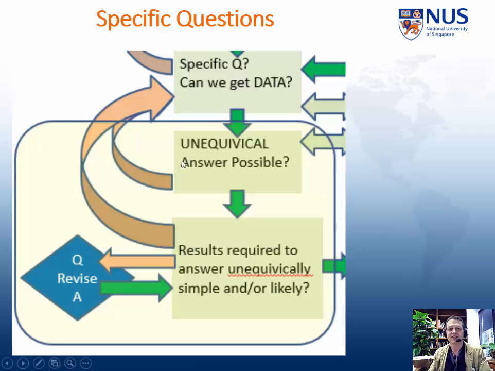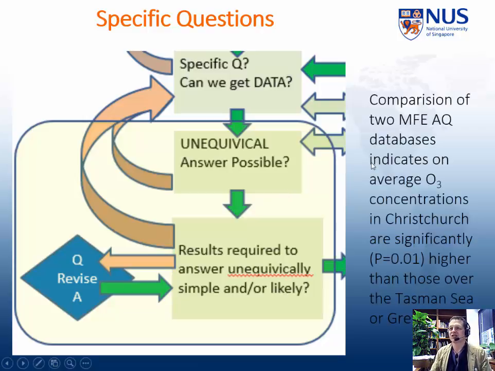We've now come out of the top box and we're down into the fairy godmother, forgive the expression. So how do we answer our question? Well, we just compare the two MFE air quality databases to indicate what the average concentration of ozone is in Christchurch and what the average concentration is in Greymouth. We can do a statistical test. I think probably 2 or 3 standard deviations is appropriate, either 95% or 99%.